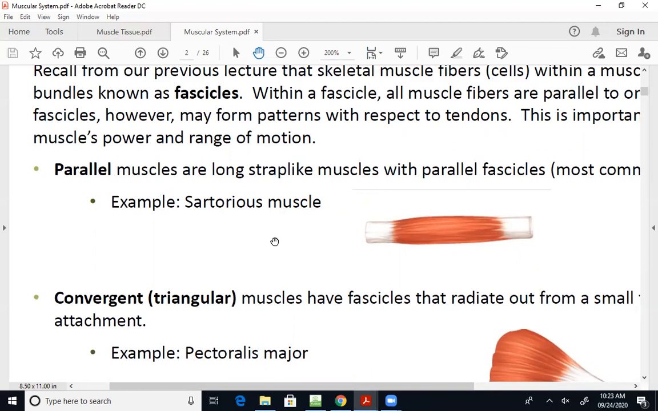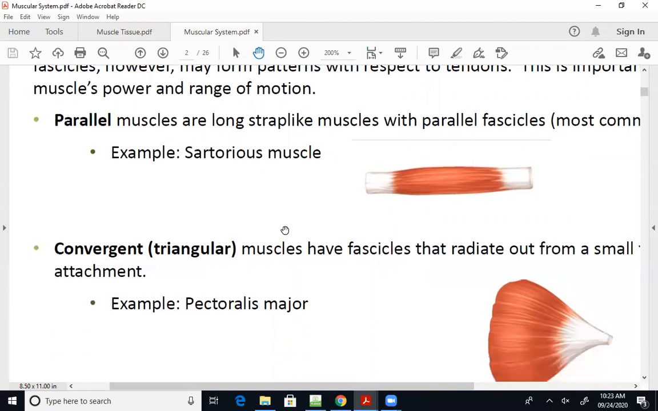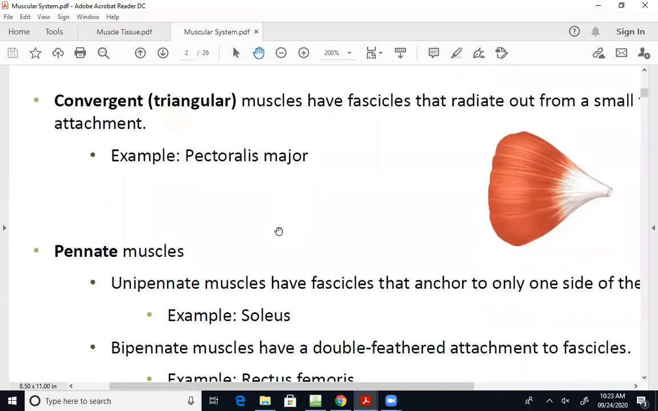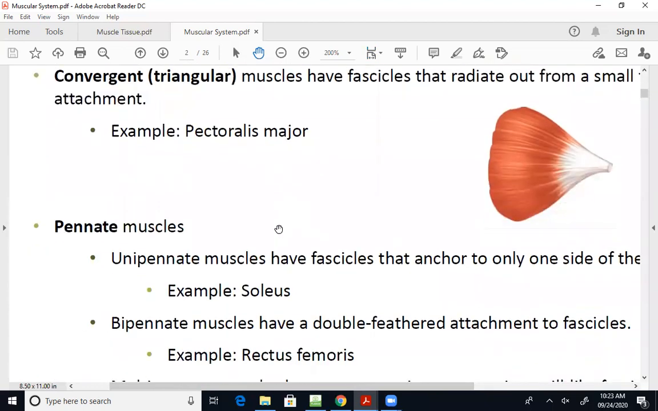All right, in our last lecture, and we started really talking about that at the beginning today, we were talking about muscle shapes. We find a lot of importance in a lot of different types of muscle shapes. So let's cover that now.